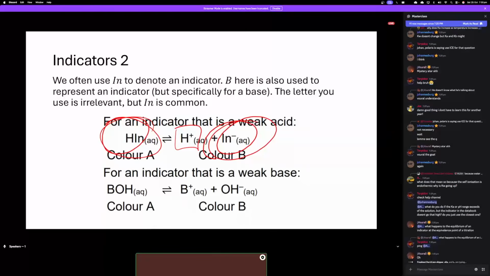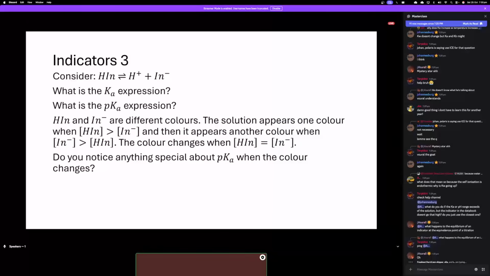What happens to the equilibrium of an indicator at the equivalence point of a titration? Actually, we're not at titrations yet. We'll get to titrations. I just had to ping my alt account because I have my alt on the side.